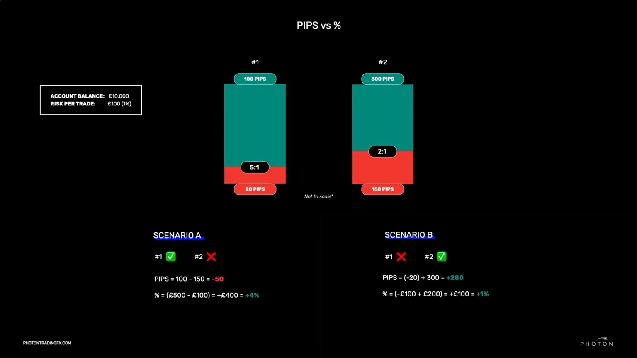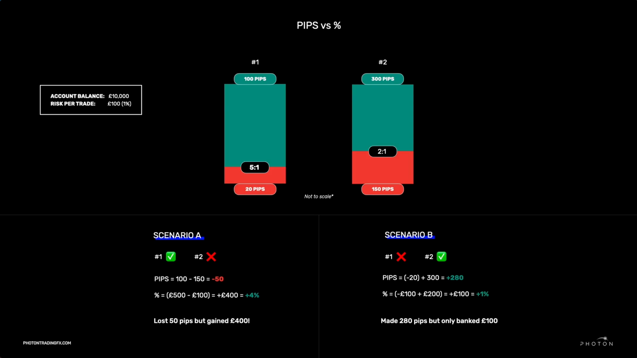Now, what do you notice here between those two scenarios? Because in scenario B, you made a massive 280 pip net profit and you banked £100, which is a 1% return on your account. But in scenario A, you actually lost 50 pips in total, right? You're down minus 50 pips, but you made a net profit of 4%, a profit of £400, right? When you compare that to scenario B, where you made those 280 pips profit, but you only returned £100.